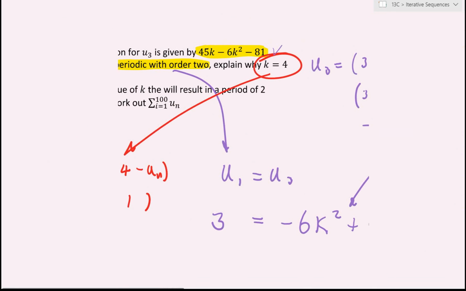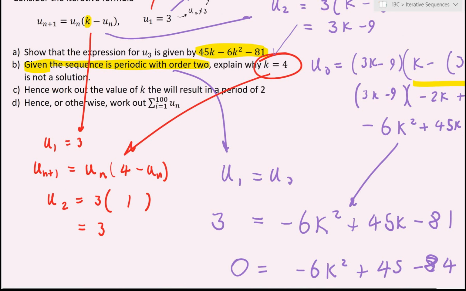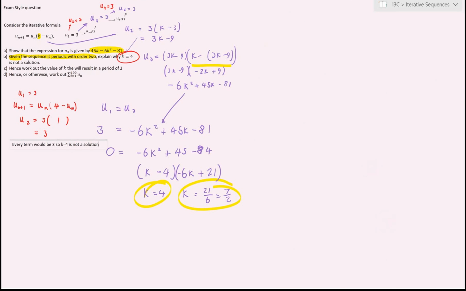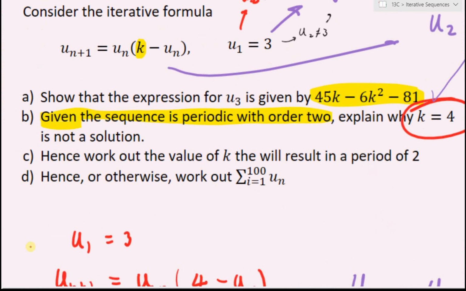So here, every term would be equal to 3 if k equals 4. Hence, that is why that is not a solution. You would say literally that: every term would be 3. So k equals 4 is not a solution. Part C, hence work out the value of k that results in a period of 2. That's going to be my other value, 7 over 2 or 3.5.